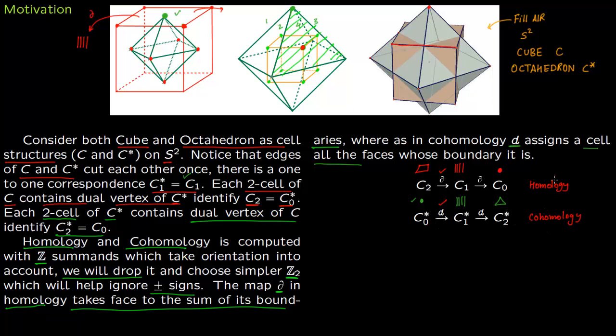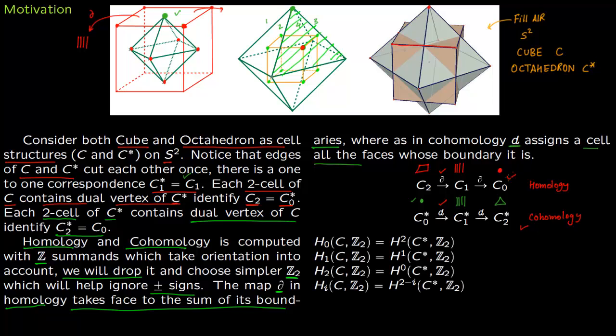So notice the dual nature between these two. Here you find kernel over image, you will get homology groups. Here you find kernel over image, you will get cohomology groups. So first you find the homology group here, which will be H0. The corresponding cohomology here would be H2. So H0 will be equal to H2. We are not worrying about orientation, and that's why we can do it.